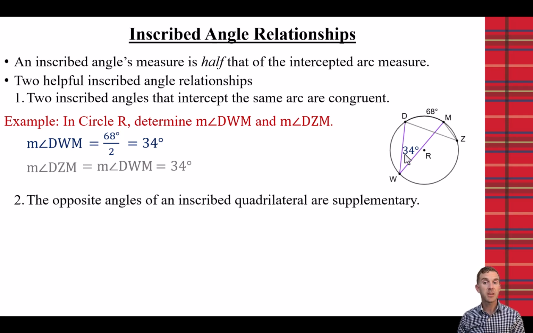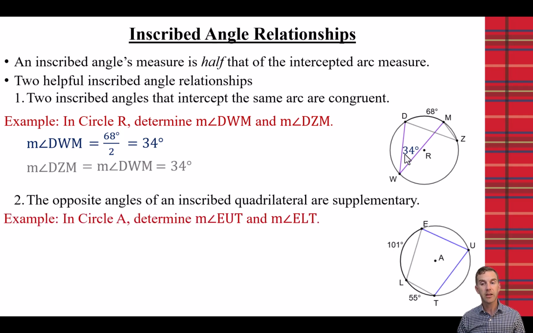Now, another relationship that gets constructed using these relationships is that the opposite angles of an inscribed quadrilateral will be supplementary. So what does that look like? So if you think about what is an inscribed quadrilateral, it's where all the 4 points of the quadrilateral are on the circle. And you can see that forms 4 inscribed angles. And so if I look at this problem, it says that we have circle A. We want to determine the measure of angle EUT and the measure of angle ELT.